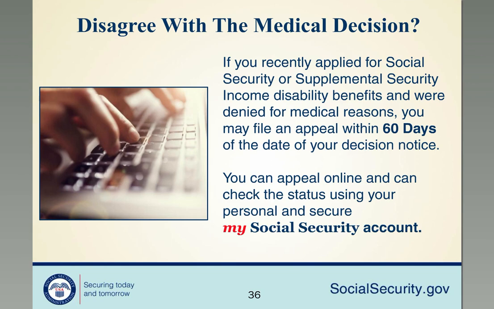So I encourage people, if they are denied benefits and they still believe they are disabled, they should file that appeal as soon as possible. Do not wait the 60 days. While you have 60 days, it's best to get that information in as soon as possible, and any new evidence that you might have should be supplied with that appeal.